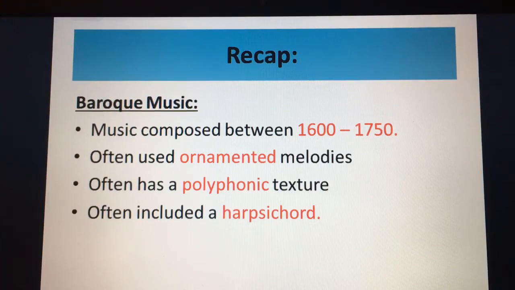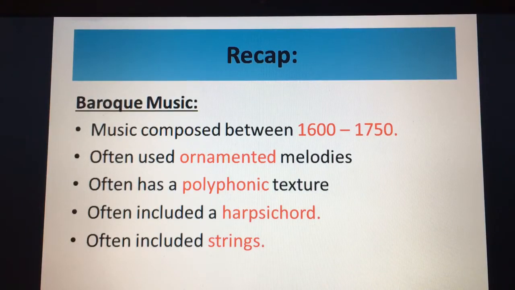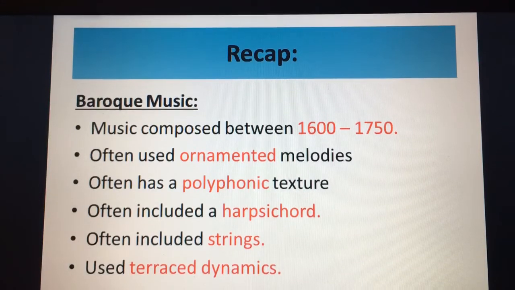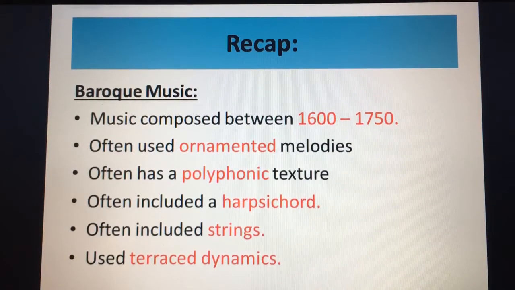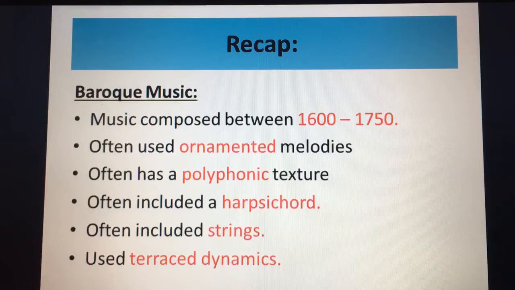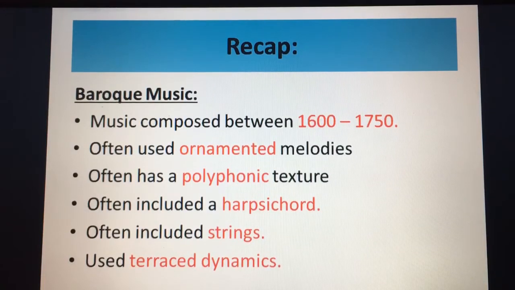So we looked at a harpsichord in our first lesson. It's got that twangy sound. It looks like a piano, but it sounds twangy. Often includes strings. So strings are things like violins, violas, cellos. And it uses terraced dynamics. So remember, terraced dynamics are when the dynamics change suddenly from loud to quiet or quiet to loud.